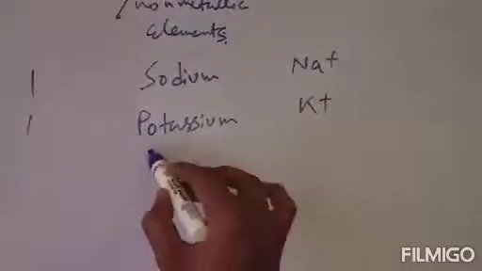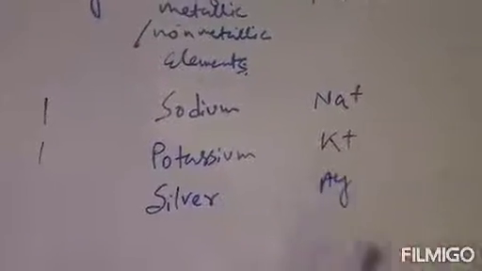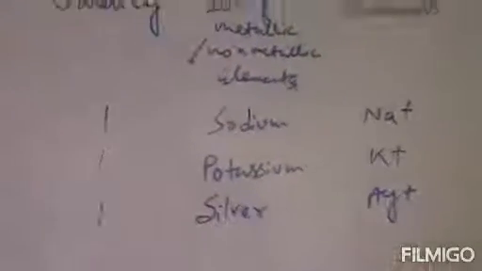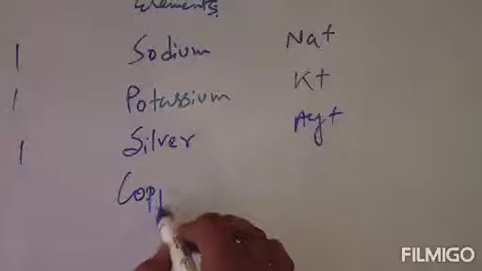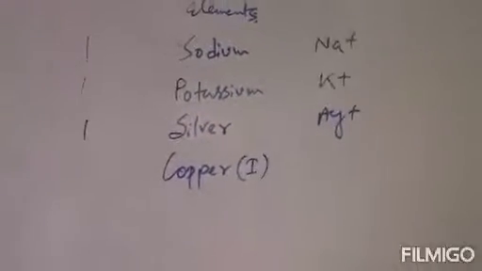Next one, silver. The symbol of silver is Ag and the ion is Ag+. So the valency is 1 because only one charge is present. Next, suppose copper. Copper has variable valency.